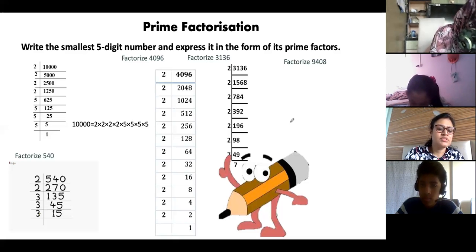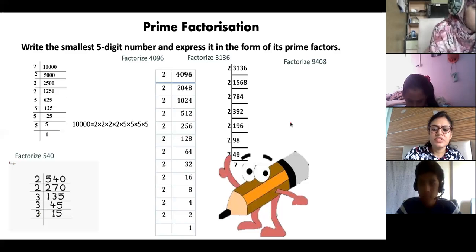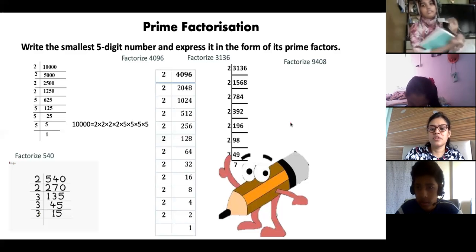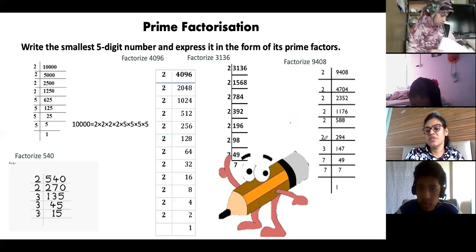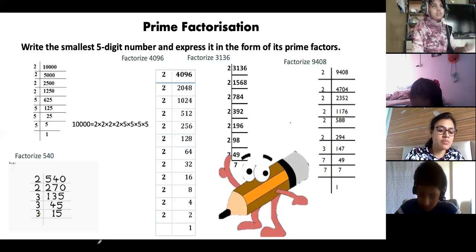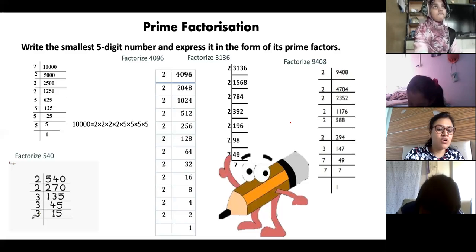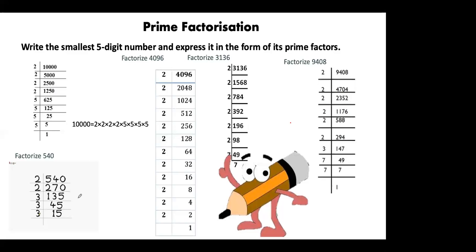Ma'am, I got the answer. Yes, tell me. 2 raised to 6 into 3 into 7 square. Okay, let me check. 1, 2, 3, 4, 5, 6, 7 square into 3. Yes. Abdullah, what did you get? Same answer, ma'am. Anybody else has got the answer? Ma'am, I also got the same answer. Farhana got the answer? Yes, ma'am.